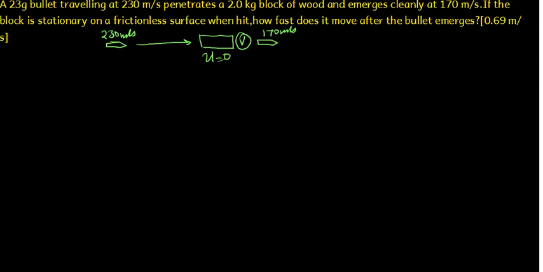Okay. So using the momentum equation, m1 u1 plus m2 u2 is going to be equal to m1 v1 plus m2 v2. m1 is representing the mass of the bullet. Well, it's the same whether before or after. It's 23 grams. Now convert 23 grams to kg. Just divide by 1000. That is going to give 0.023. And then multiply by u1, that is the initial velocity at which it was moving, that is 230.